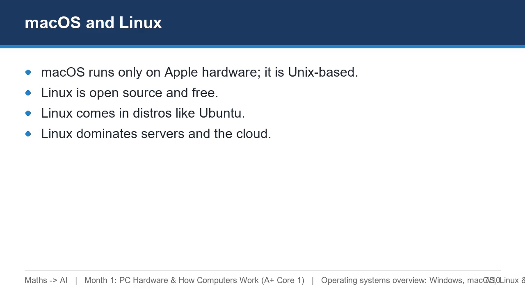Next, macOS is Apple's desktop system, and it runs only on Apple hardware. It's Unix-based, so it has a powerful built-in terminal. Linux, on the other hand, is open source and completely free. Instead of one product it comes in many distributions, or distros, such as Ubuntu. Linux dominates the world of servers and cloud computing because it's stable, lightweight, and free to deploy at scale.